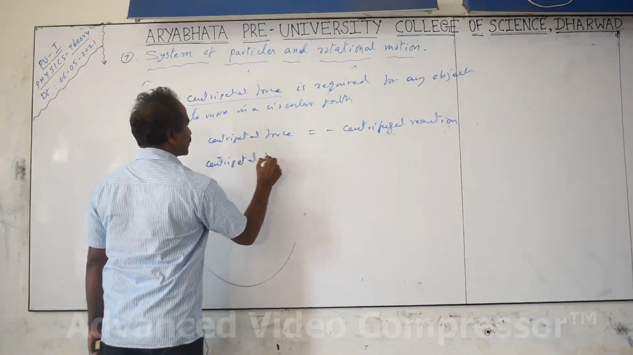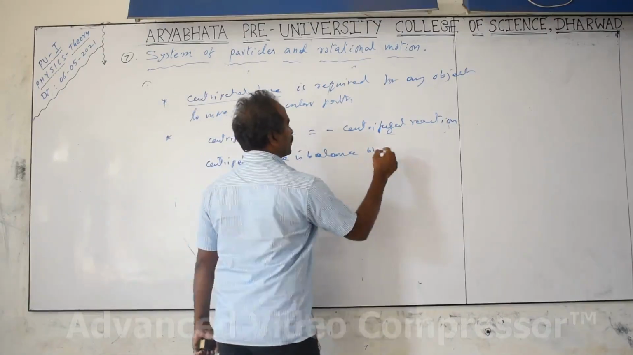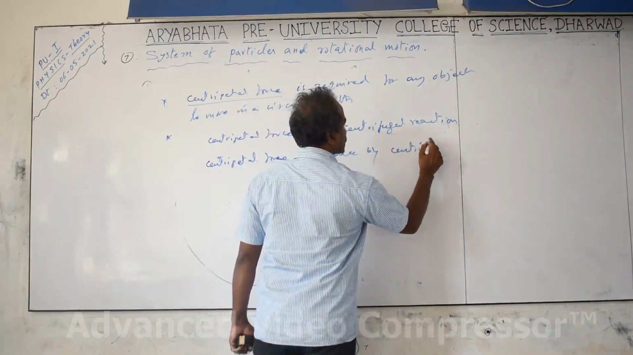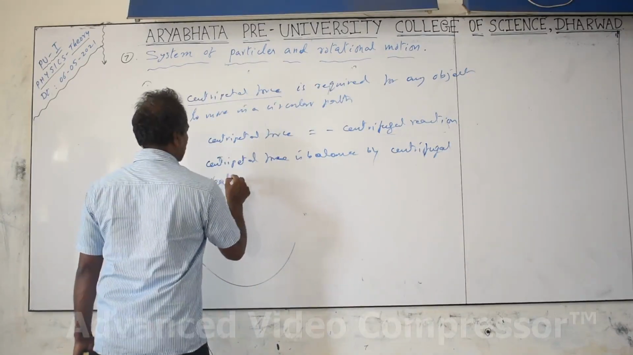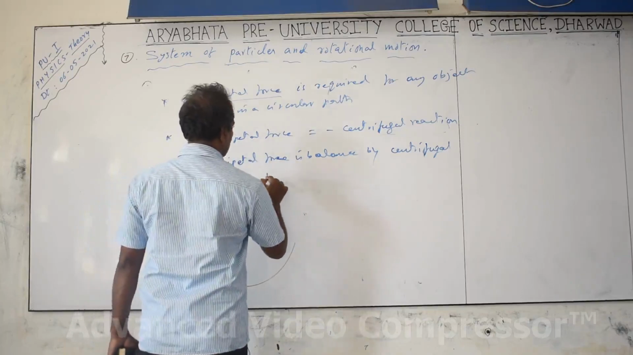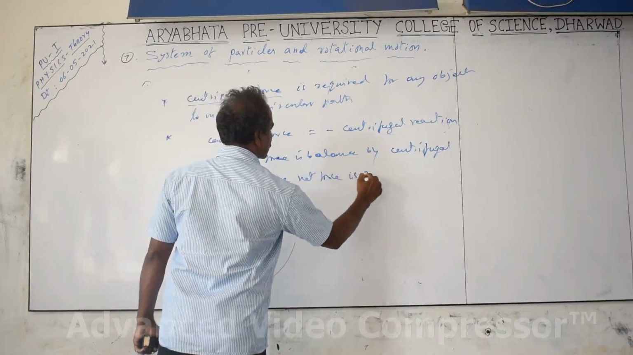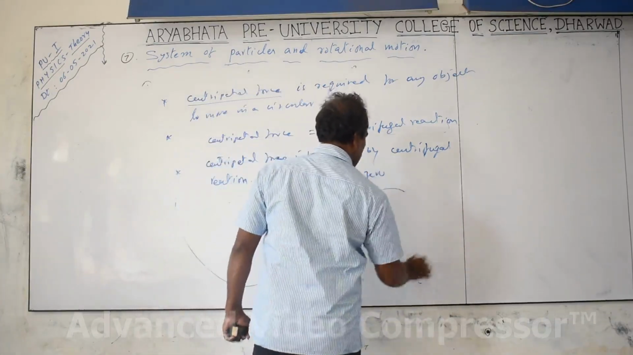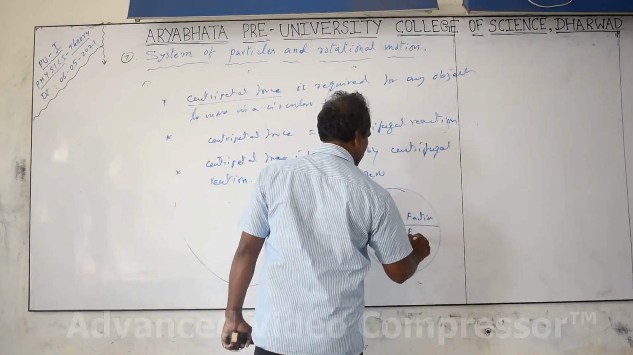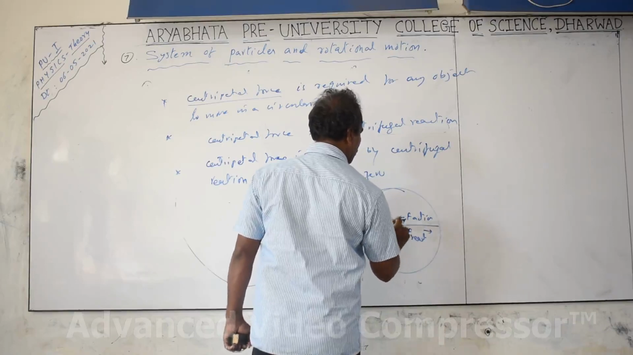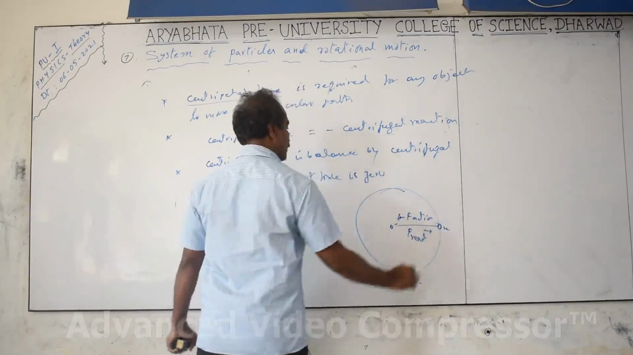Centripetal force is balanced by centrifugal reaction. Hence, net force is 0. So for this object, this is F action, that is centripetal force, and this is going to be F reaction, in opposite directions. Both are equal and opposite, and they cancel. The resultant motion is not there along this line for this object.